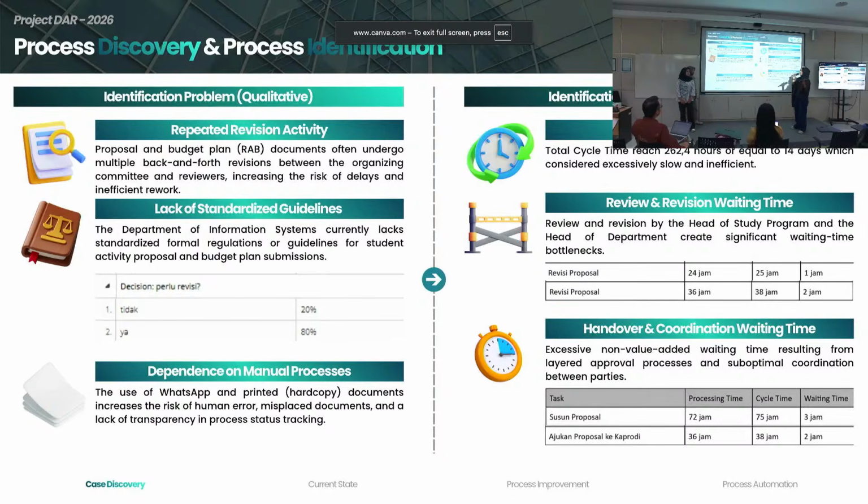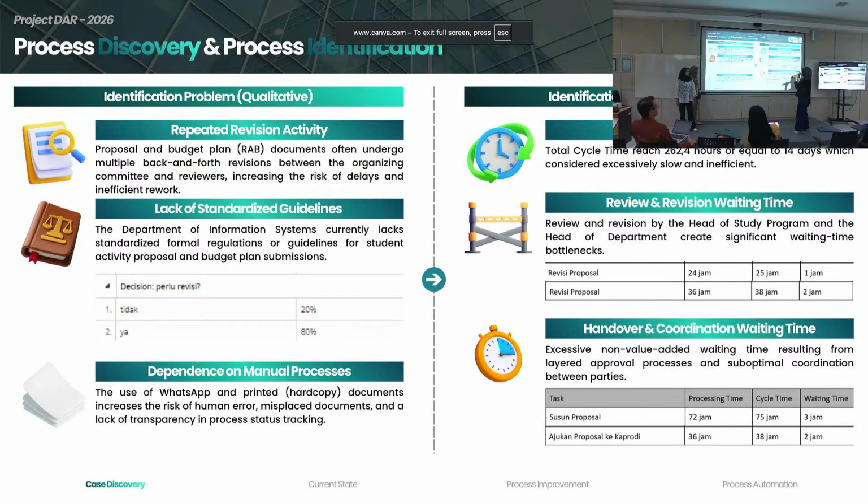And the second qualitative problem we found is the lack of standardized guidelines. Currently, Information System lacks standardized formal regulations or guidelines for students on student activity proposal and budget plan submission. That's why the probability of a student proposal getting revisions is 80%. And lastly, the dependence on manual processes. The use of WhatsApp and printed hard copy documents increases the risk of human error, misplaced documents, and a lack of transparency in process status tracking.